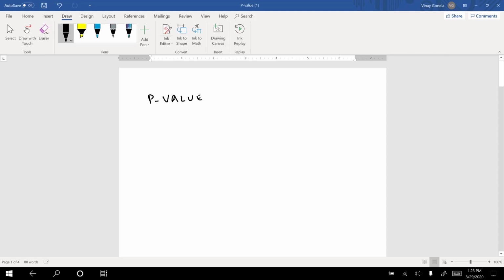So this p-value is different from the p, which is population proportion, which we use in proportions. So p represents population proportions. So this p-value is different from that.